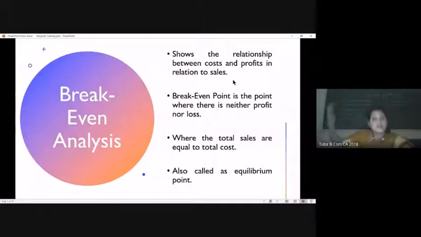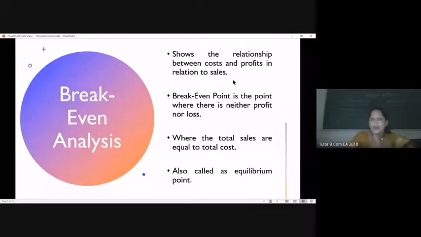If we cross the limit of the break-even point, we start making profit. Even if it is 1 unit above the break-even point, it indicates that we have started making profit. That's what we call the break-even point, where total sales are equal to total cost. It is an indication that a firm is performing well and may turn its business into a profitable mode. That is why it is also called an equilibrium point.